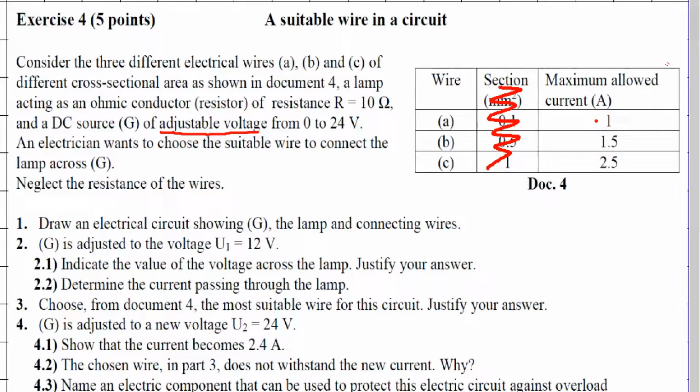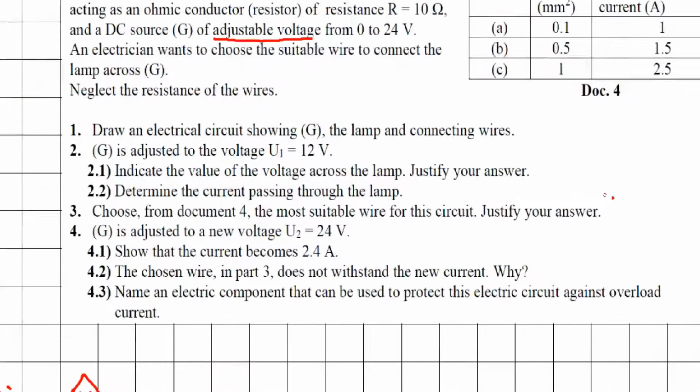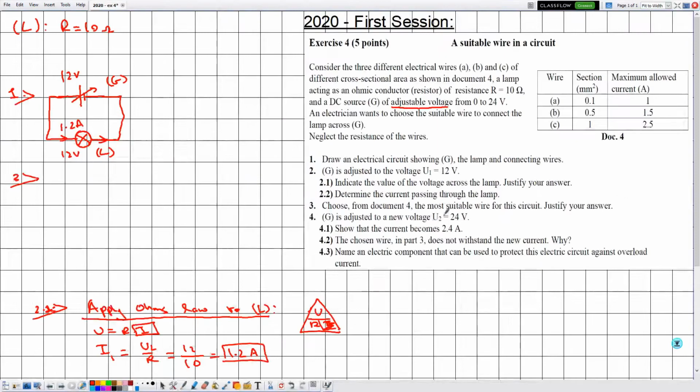Now for each wire there is a maximum allowed current, so this is 1, this is 1.5, and this is 2.5. And whenever we are working in electricity, and we have a certain value, whether it's a traversing current or an applied voltage, always the most suitable will be the value which is slightly greater than this. This concept appears in other places, for example, like the most convenient scale, or whenever we are choosing the most convenient circuit breaker. Now this is exactly the same.